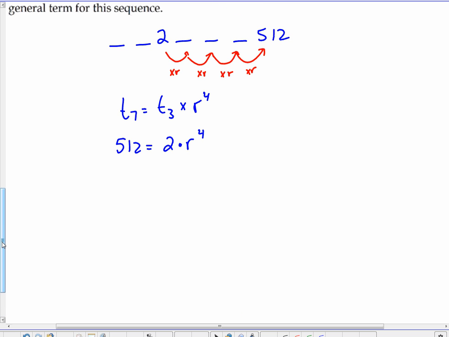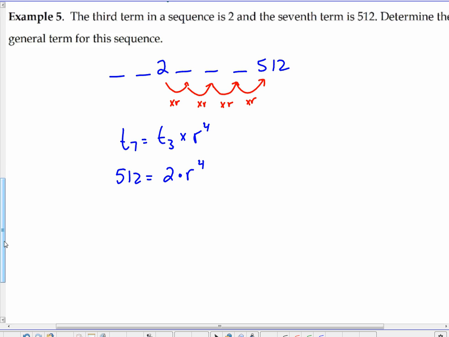Okay, you with me? No. Yeah, some of you yes, some of you no. Right, so we're doing that same idea that we did with the arithmetic sequence, where to get to this term, we start at 2 and we multiply by r how many times? Okay, so we need to get r by itself. First step. Divide by 2, which is 256.